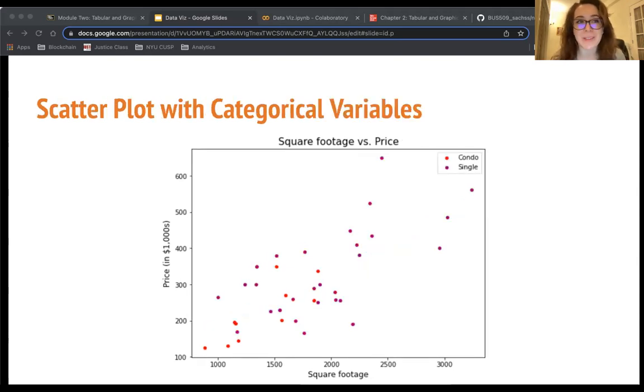We can use other elements of a graph, such as color or shape, to represent categorical variables. And this gives us a new lens into the information we're already looking at. We see a positive linear relationship. I don't have the line on there, but your eye can kind of see that the higher the square footage, the increase in price still. And now we see the difference between a condo or a single family house. And we can now see that condos tend to sell for less, even if they are on the higher square footage side compared to single family houses.